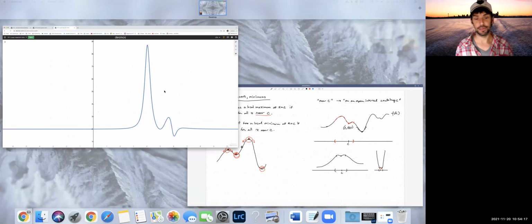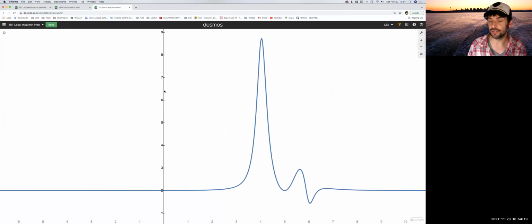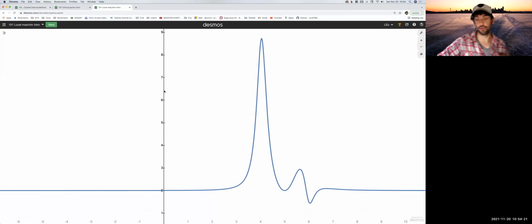Okay, let's think of one other example. Maybe let's look at this picture here again. Maybe this is some kind of cost function for a business.